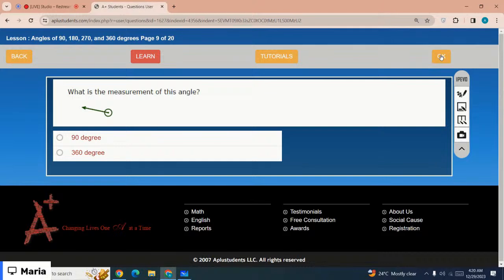Okay. What is the measurement of this angle? Which is the correct option? This is 360 degrees it is, right? Okay, you can complete the lesson by yourself later today. Let me just move on to the next lesson.